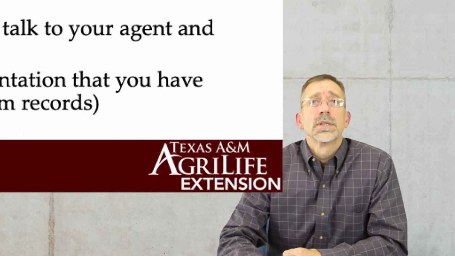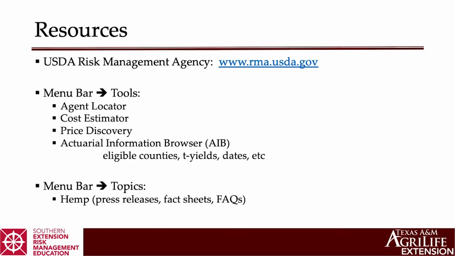Finally, some resources that are available for you. If you look up USDA RMA, that will get you to the RMA landing page for crop insurance. And some good tools there. If you look at the menu bar, you can find ways to find your local crop insurance agents, estimate premiums, and look at those price discoveries, and find whether or not your county is eligible, and look at some specific substitution yields and dates, etc.